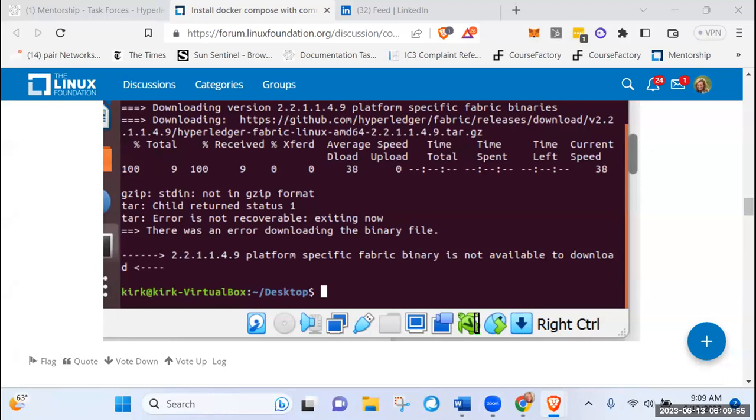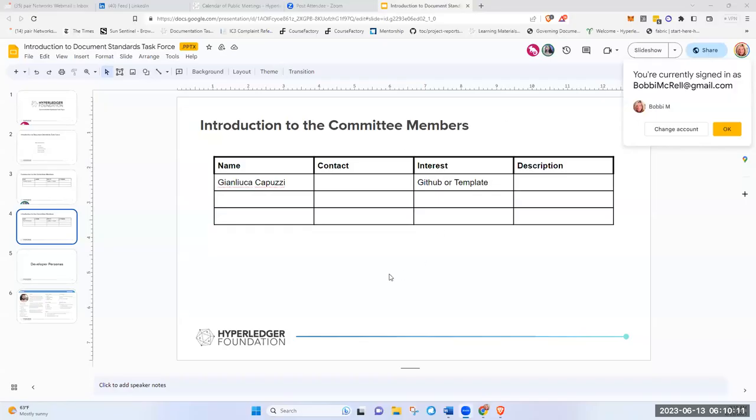But we cannot see the slides. I can just see the install Docker compose and a command line prompt. Really? Hold on. How's that? Yeah, now it's showing.